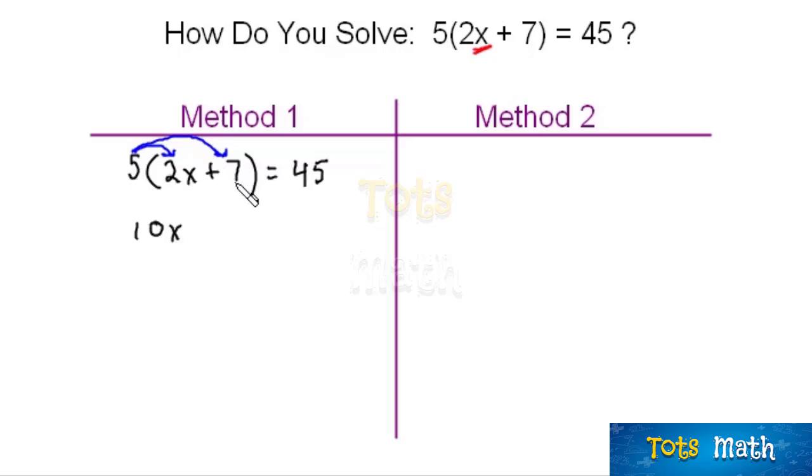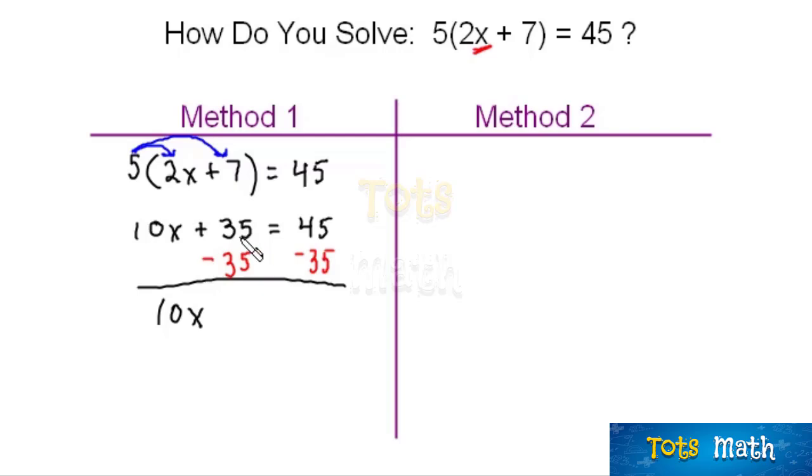So 5 times 2x would be 10x. And 5 times 7 equals 35. And 10x plus 35 equals 45. Now to solve for x, I need to get x all by itself. But right now, we have the number 10 multiplying it, and then we're adding 35 to that product. So my first step will be to subtract 35 from each side of the equation.